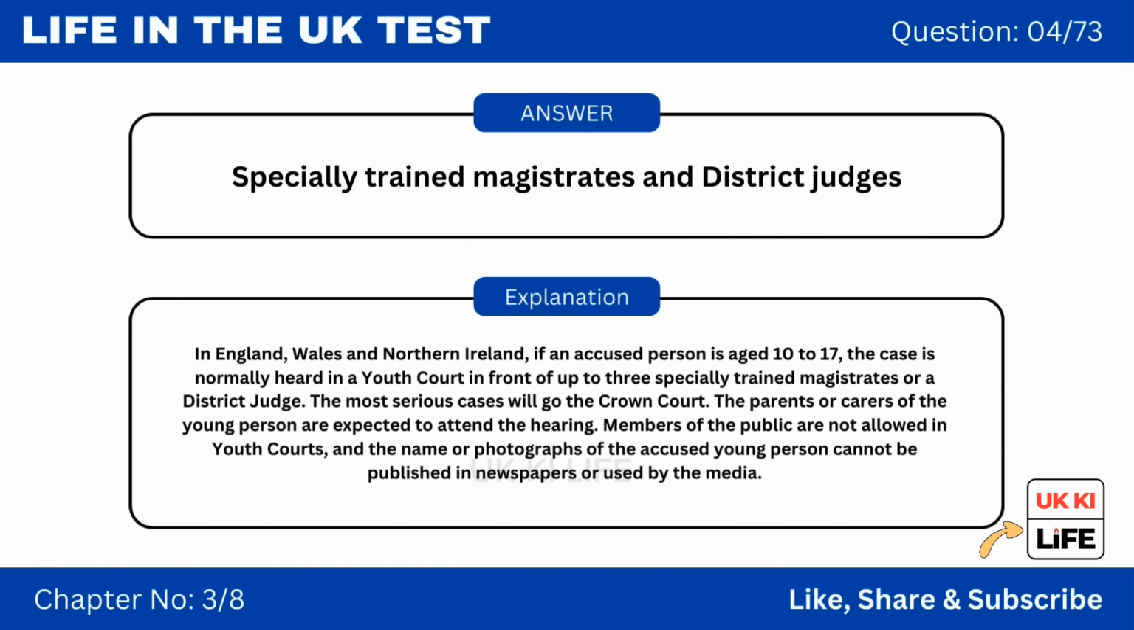Explanation. In England, Wales and Northern Ireland, if an accused person is aged 10 to 17, the case is normally heard in a youth court in front of up to 3 specially trained magistrates or a district judge. The most serious cases will go to the Crown Court. The parents or carers of the young person are expected to attend the hearing. Members of the public are not allowed in youth courts, and the name or photographs of the accused young person cannot be published in newspapers or used by the media.